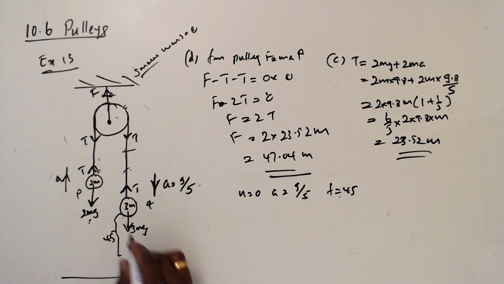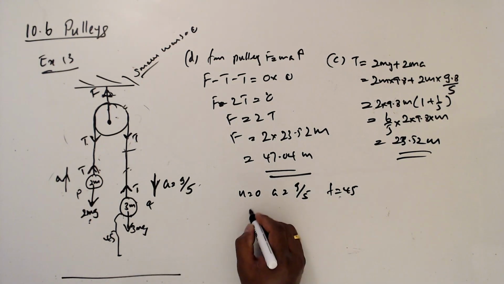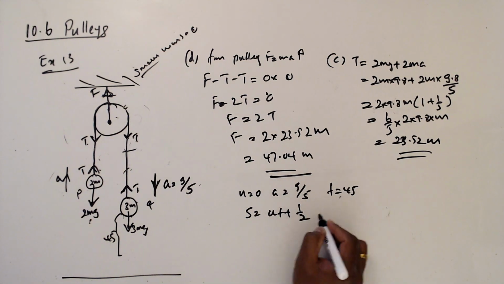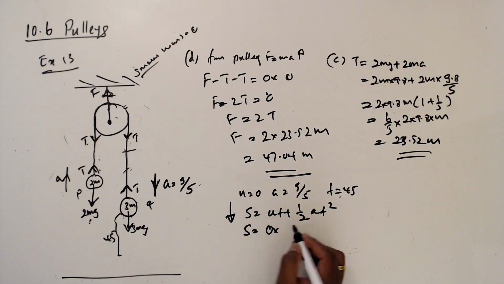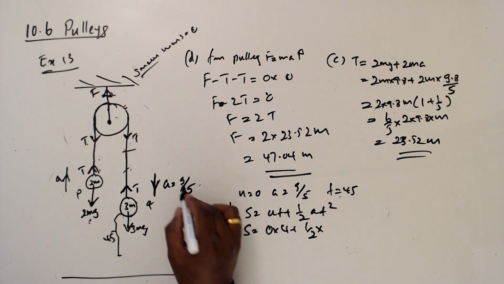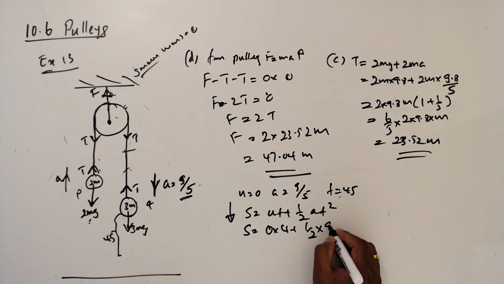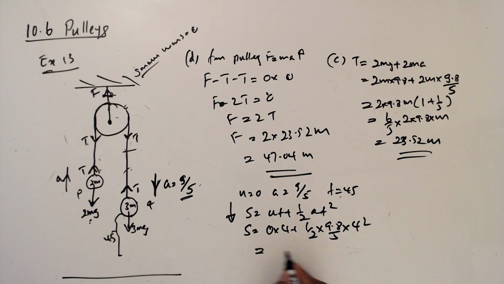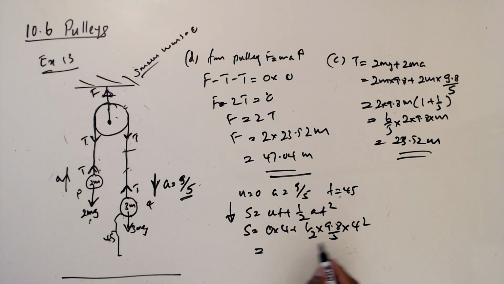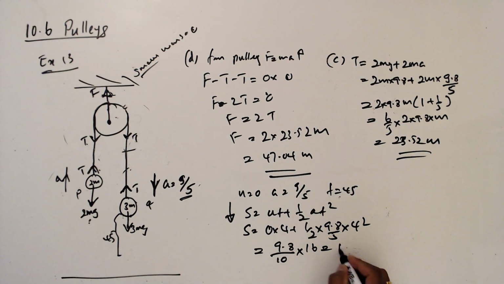Assume that the first 4 seconds. So S equals ut plus half a t squared in this direction. S: u is 0 times t, which is given as 4, and half a value is g divided by 5, or 9.8 divided by 5, times t squared, 4 squared. So this is 0, 9.8 divided by 10 times 16. So the answer is 15.68 meters.